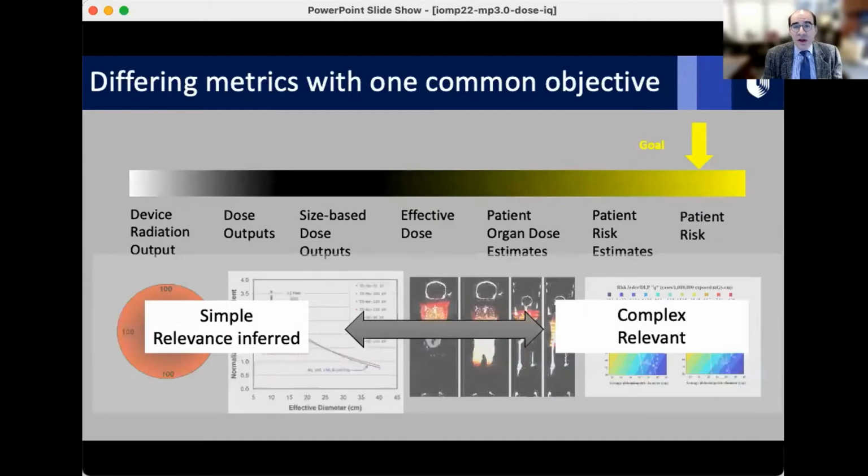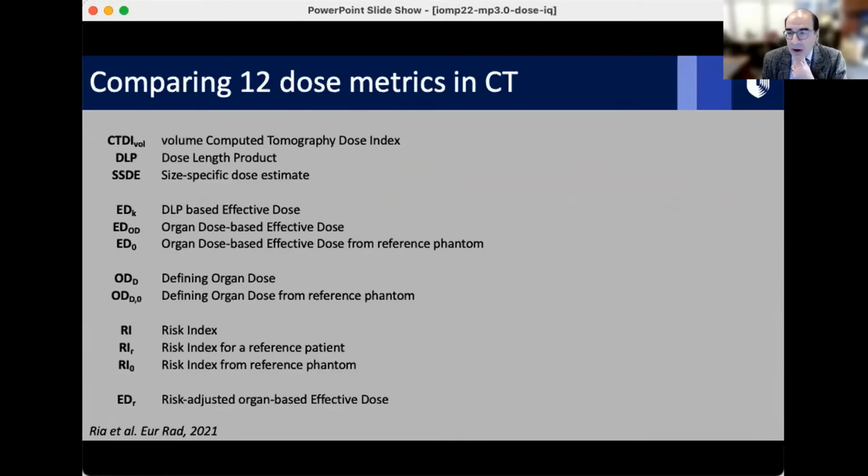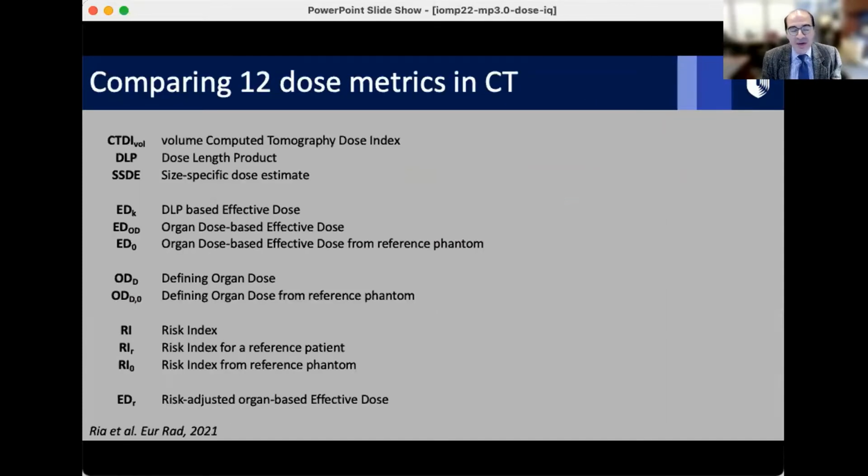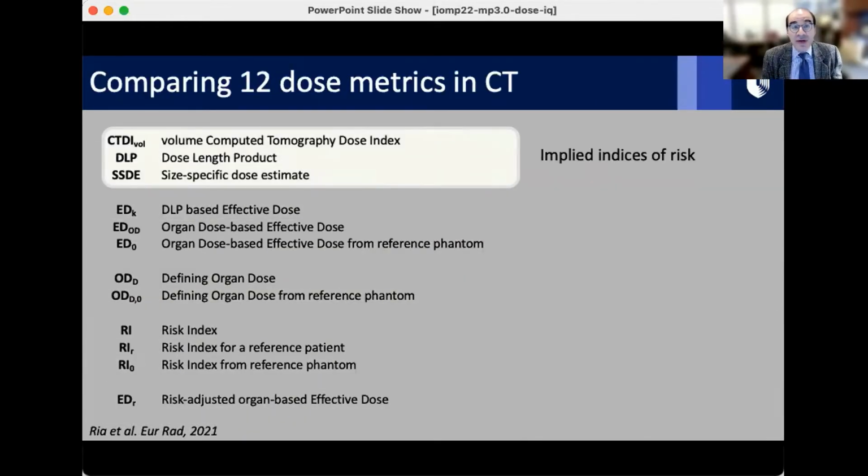So we did a study to sort of compare various metrics of risk. And I want to highlight the work that was done by one of my colleagues, Francesco Ria, published in European Radiology this last year, 2021. I can't believe it's already 2022. So you can think about along that spectrum from left to right, we are going from top to bottom in some ways here. There are risks that are related to indices of risk: CTDI, DLP, SSDE, in the context of CT.